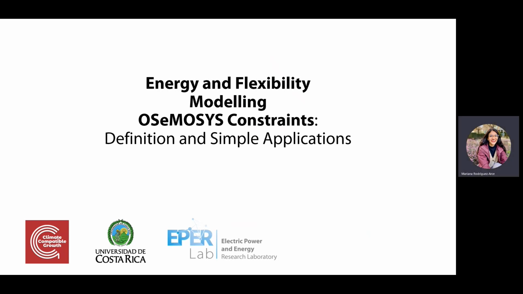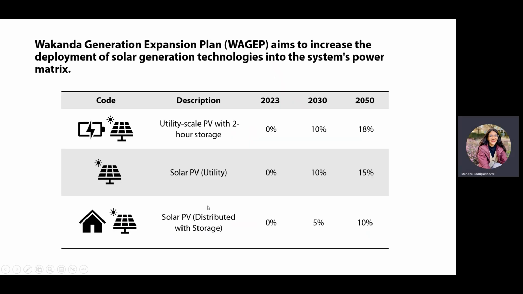Hello. Learning to translate policies into modeling parameters is essential for creating scenarios to inform policymakers. This exercise will explore how to translate a set of policies into modeling variables. We're going to locate ourselves in Wakanda.